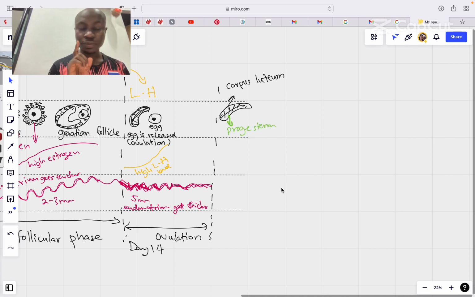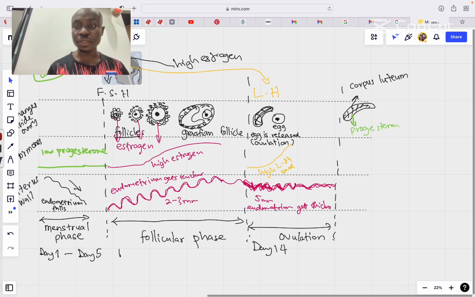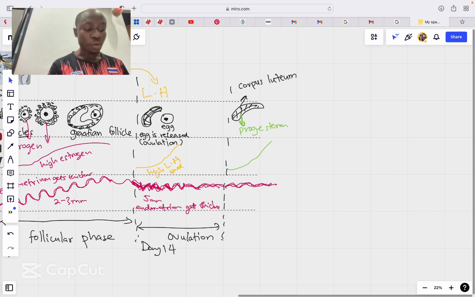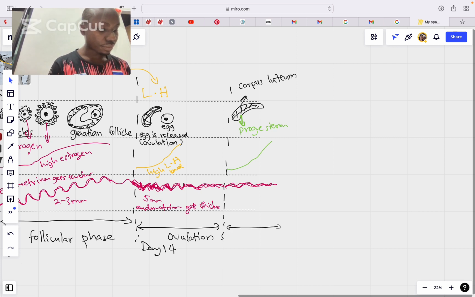So before, in the first phase, the progesterone level was very low. In this phase, it will start to rise and get higher. Okay. Now, what will happen to the wall now? The endometrium will get even thicker. Okay, get thicker. And this phase is called the luteal phase, from the name corpus luteum. And this is the fourth phase.